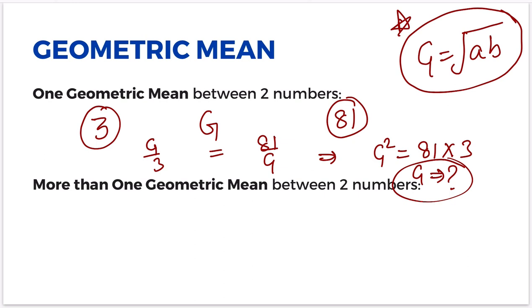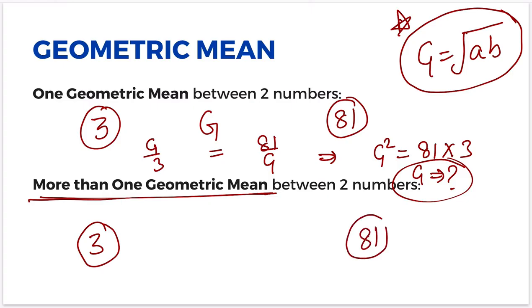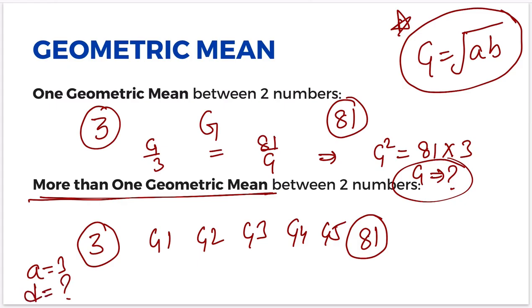But only when they have told you that there is one geometric mean. But if there are more than one geometric mean, that is not possible. And to solve this, you need to know all the GP methods and so on. So if they say there are 5 geometric means between them, G1, G2, G3, G4, G5, then to find this, you need to know a, you need to know r, and you can solve this.